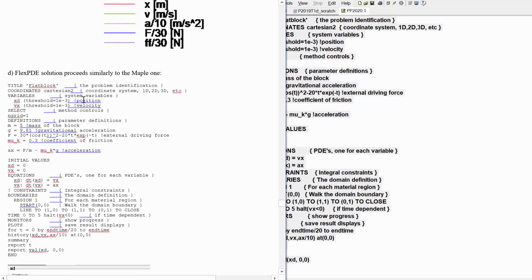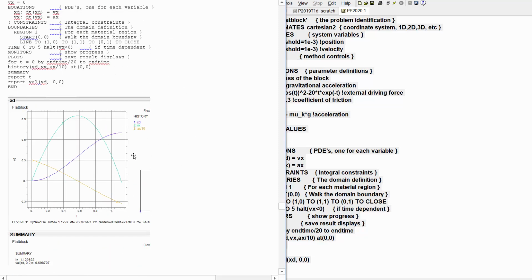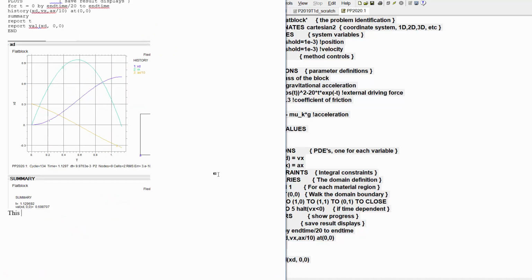Right, okay. So that gets across the Flex solution, and then say this matches what we observed in Maple. The block stops at about 1.1 seconds, at location 0.7 meters to the right of its start position.